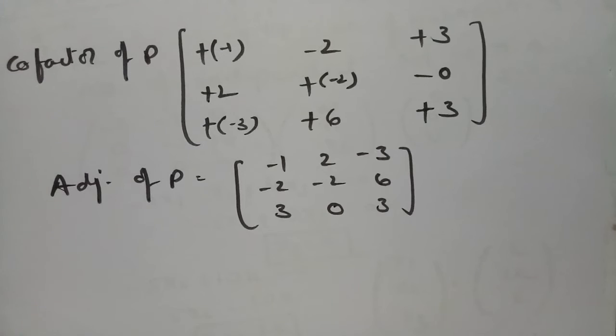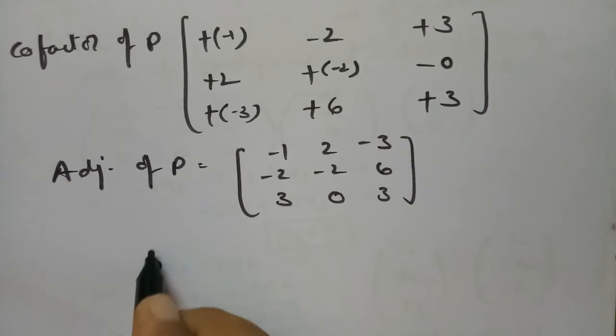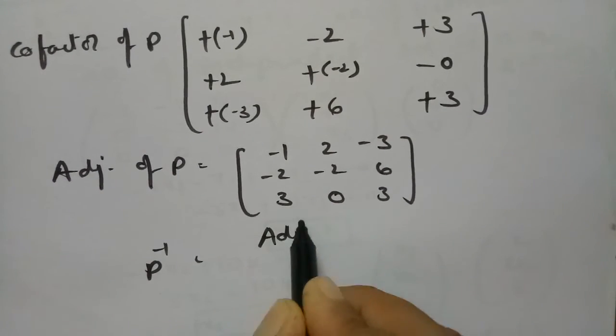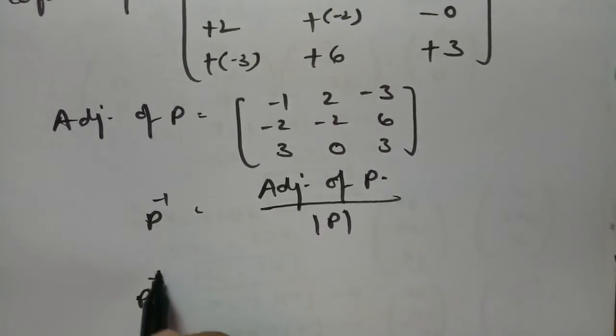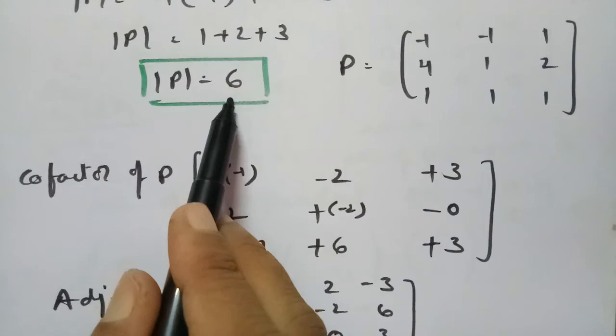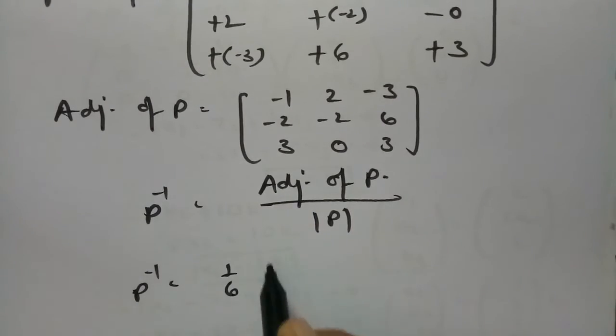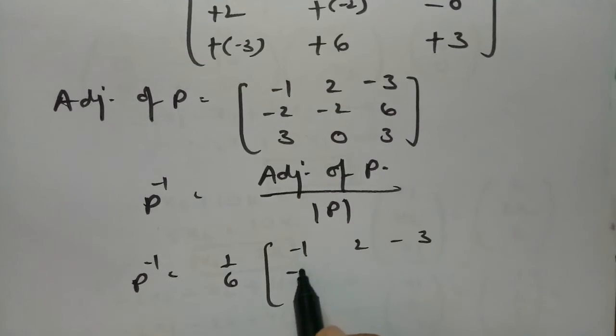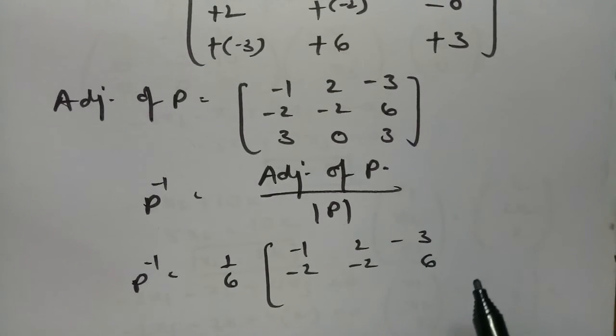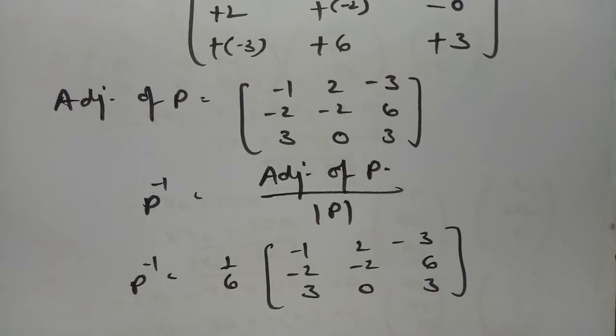And after getting this, what is our P inverse? P inverse is nothing but the adjoint of P divided by the determinant of P. So it is 1 by 6 times minus 1, 2, minus 3; minus 2, minus 2, 6; and 3, 0, 3. And after getting this P inverse, we have to diagonalize the matrix.